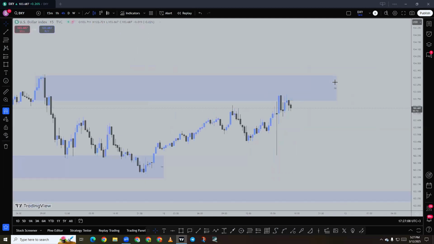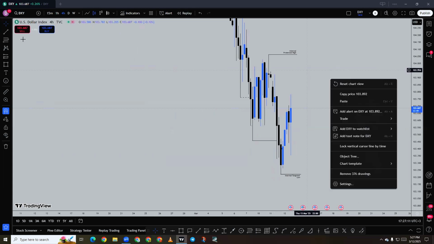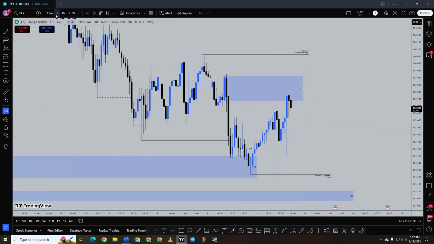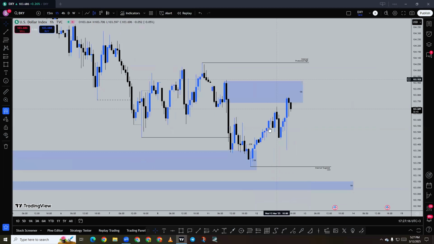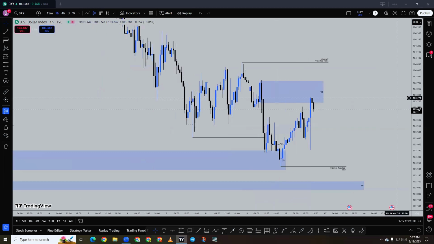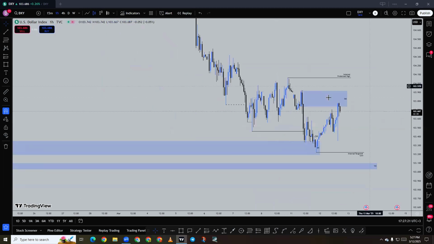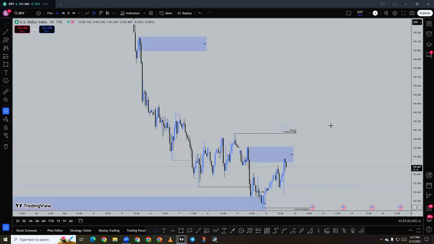But I don't trade the DXY. It's just a good filter, let me just call it a filter for the USD pairs. So that is what we have on the DXY.